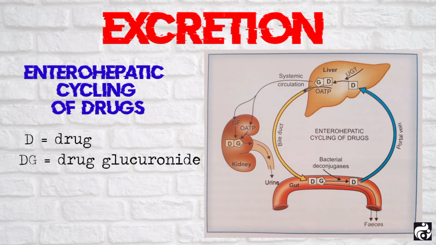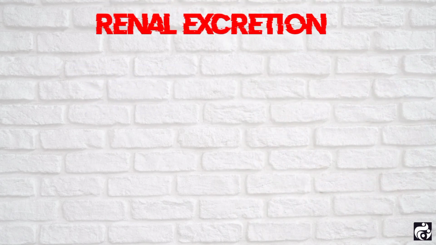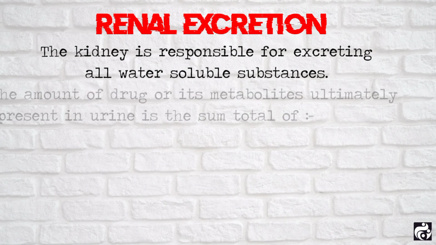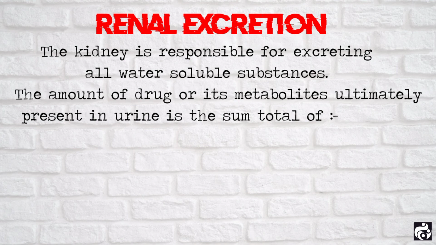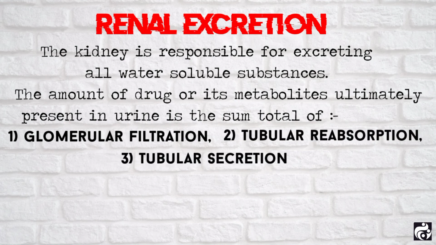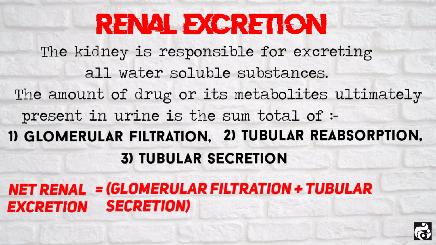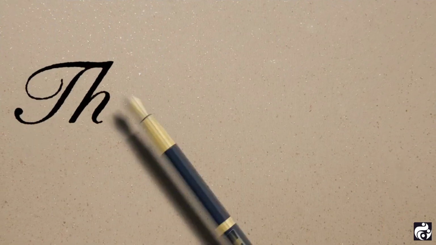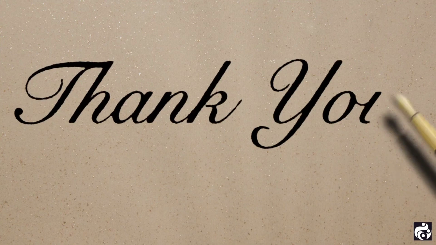Once again, take a look at this, and now let's move towards renal excretion. The kidney is responsible for excreting all water-soluble substances. The amount of drug or its metabolite ultimately present in urine is the sum total of glomerular filtration, tubular reabsorption, and tubular secretion. That is, net renal excretion can be calculated by addition of glomerular filtration with tubular secretion and by subtracting tubular reabsorption. So this was all about metabolism and excretion of drugs in the human body.